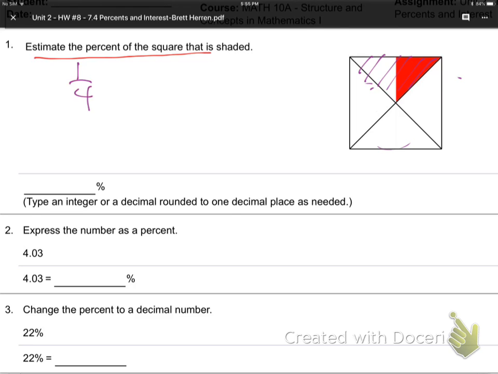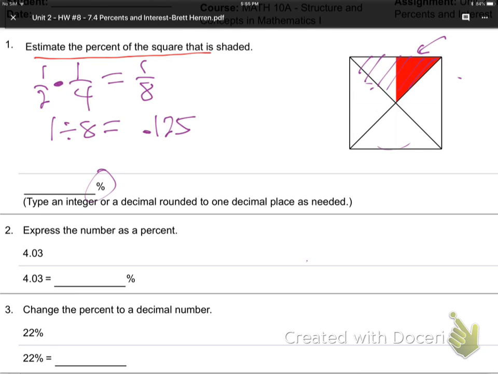So 1/4, and then the red is half of the 1/4. So it's half of, which means times, half of the 1/4, it's 1/8. And so if you take 1 and divide by 8 on your calculator, you get 0.125. That's the decimal. Now how do you change that to percentage?